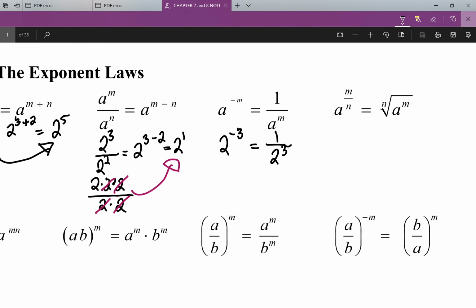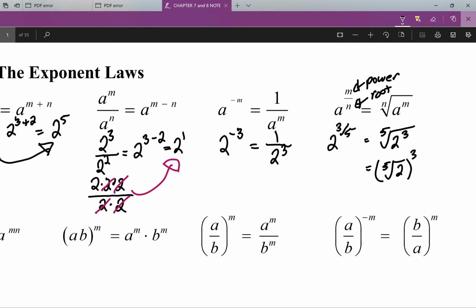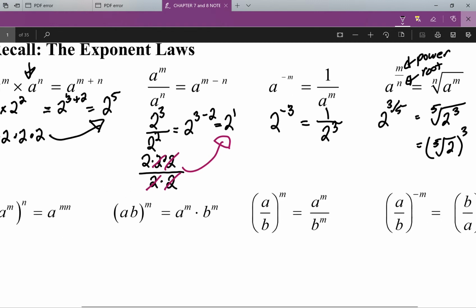A to the power m over n equals the nth root of a to the power m. My m is going to represent the power, and my n is going to represent the index on the root. So if I had something like 2 to the power 3 over 5, my 5 would go in as the index on the root right there, and then that would be 2 to the power 3. Very importantly, it doesn't actually matter the order that we write that in. I could take the fifth root and cube it, or I could take the fifth root of the number cubed. Either one would work.